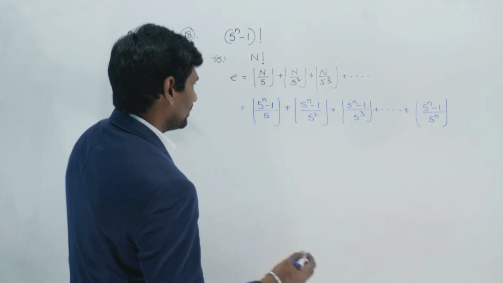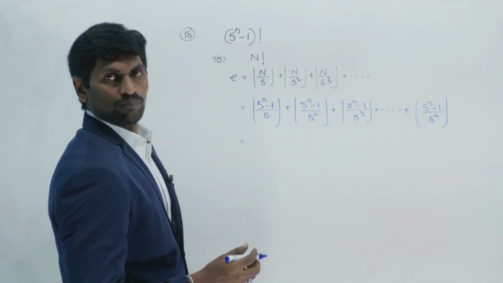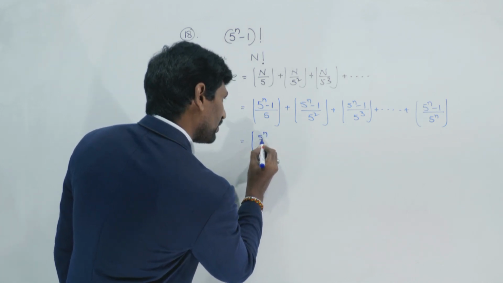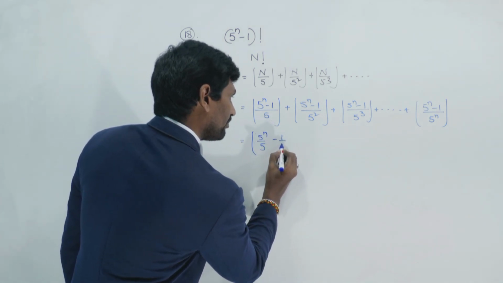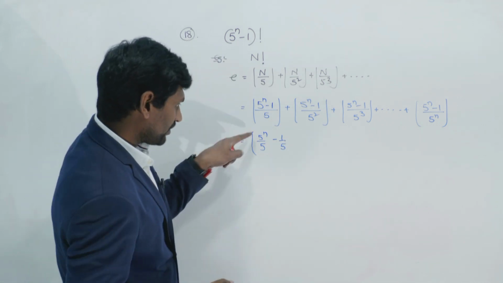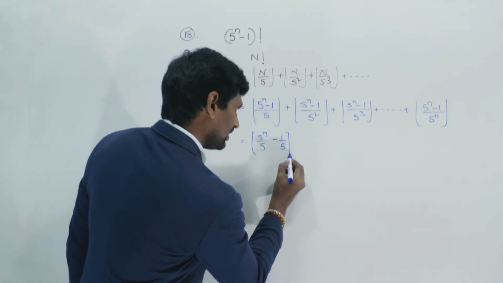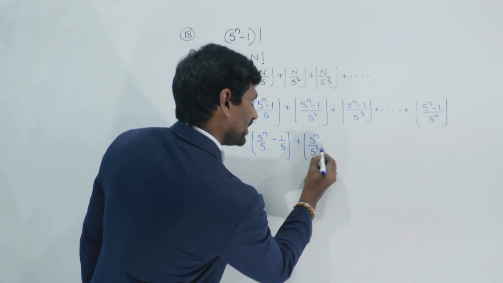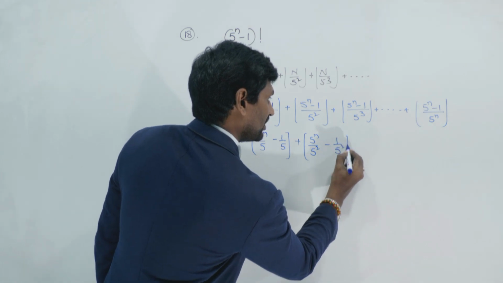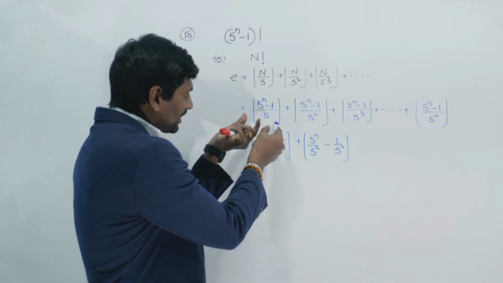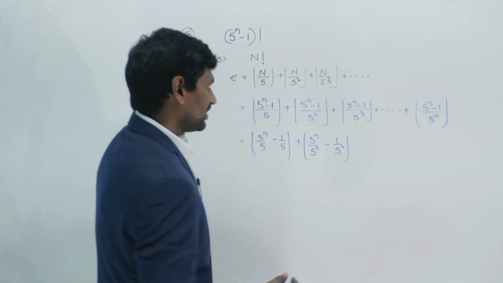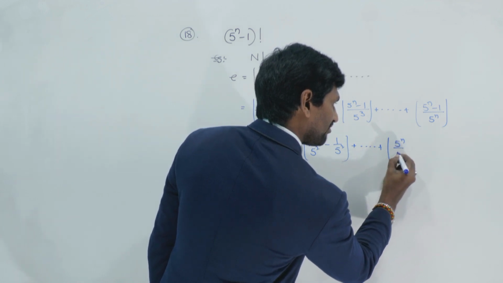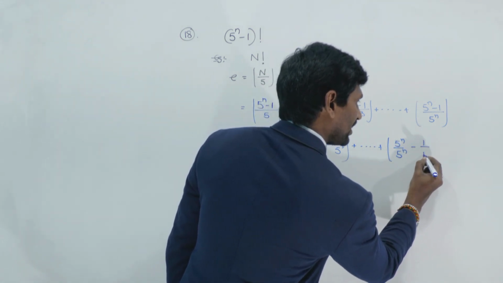That is equals to, I am writing separately, this can be written as 5 power n by 5 minus 1 by 5, plus 5 power n by 5 square minus 1 by 5 square, and so on, plus 5 power n by 5 power n minus 1 by 5 power n. That means I can divide separately with 5.